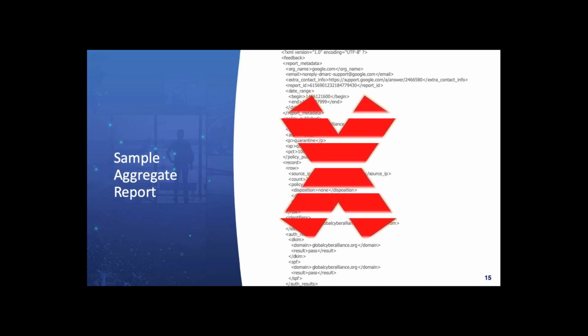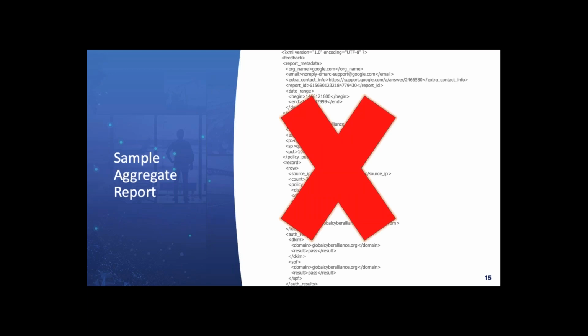Now, sample aggregate reports, right? This is what one looks like. I'm not going to show a forensic report because that actually has information in it. At least the copies that I have contain actual information, so I can't really share those. But this is not the way you want to do it, obviously. You can do it this way.